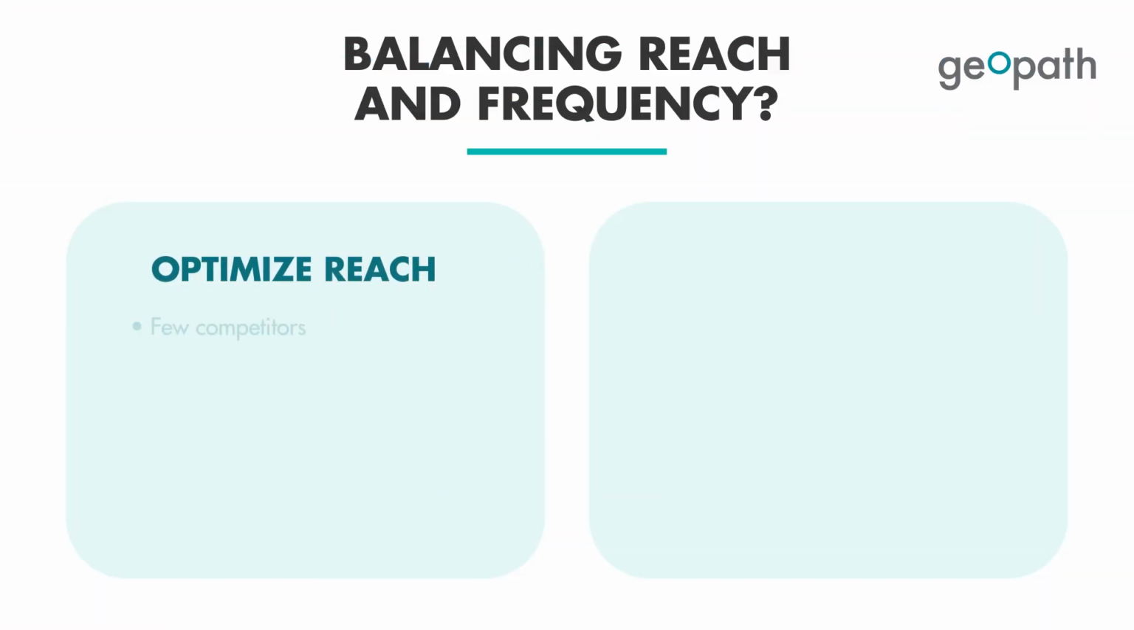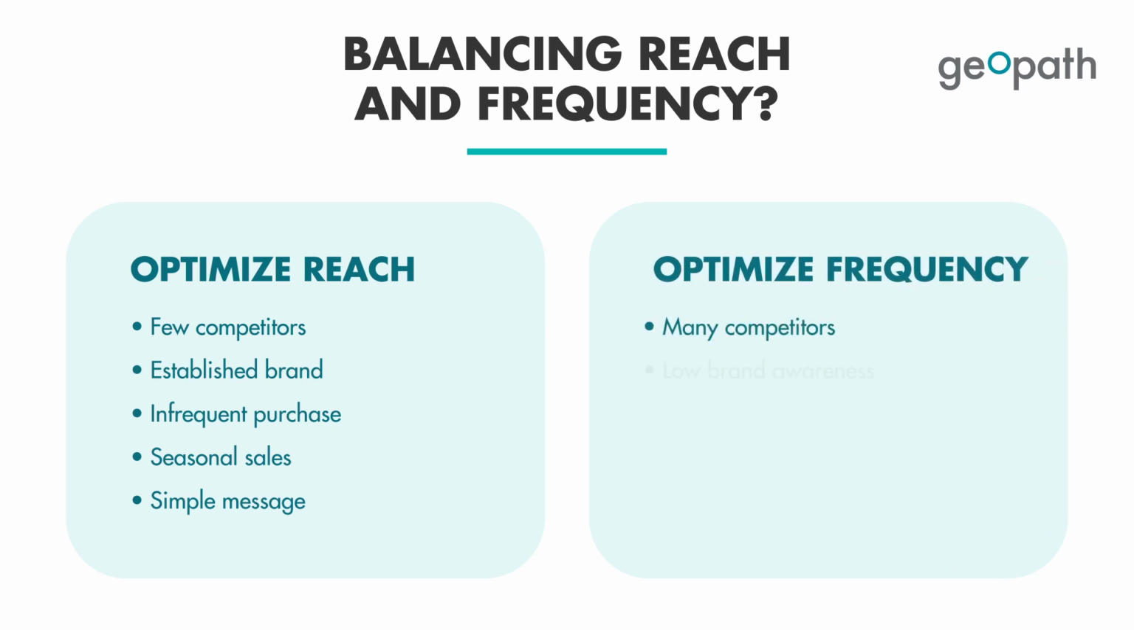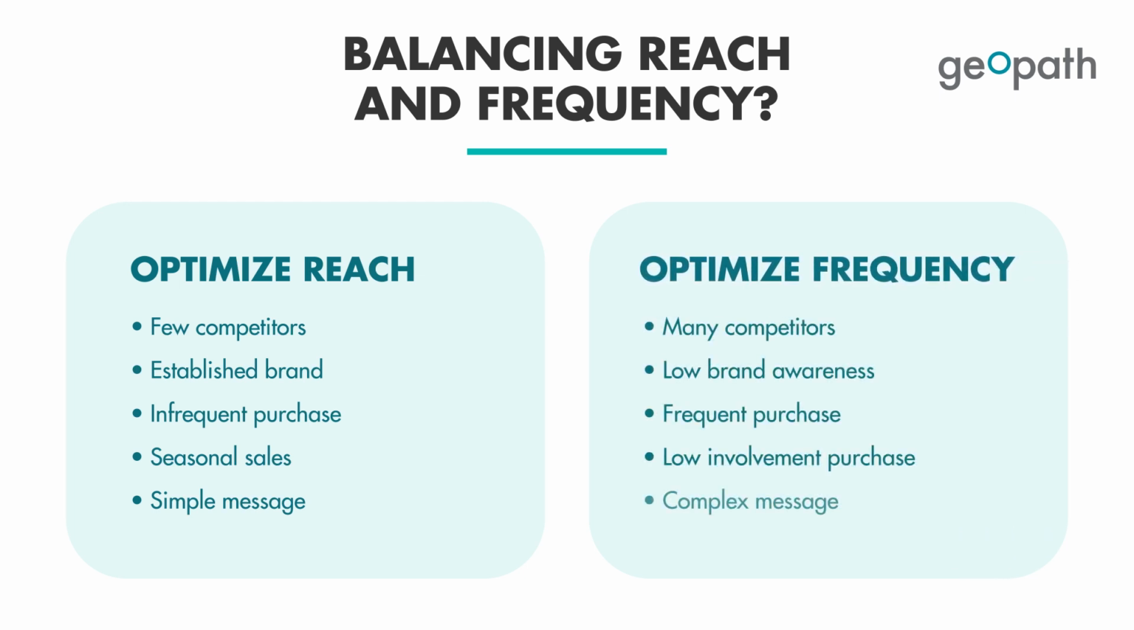For example, reach should be a higher priority for a new campaign or a brand with few competitors. Frequency is a more important metric when facing intense competition or when struggling to establish the brand as an industry leader. It's important to note that out-of-home provides healthy frequency levels while still providing scalable reach across a market.